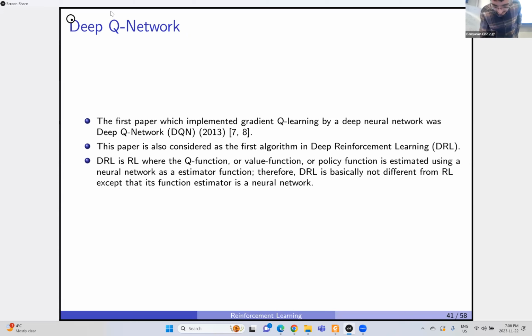Now I said the first paper which implemented Q learning using a deep neural network was DQN, short for Deep Q Network, proposed in 2013 by DeepMind. This paper was also considered as the first algorithm in deep reinforcement learning, or DRL.